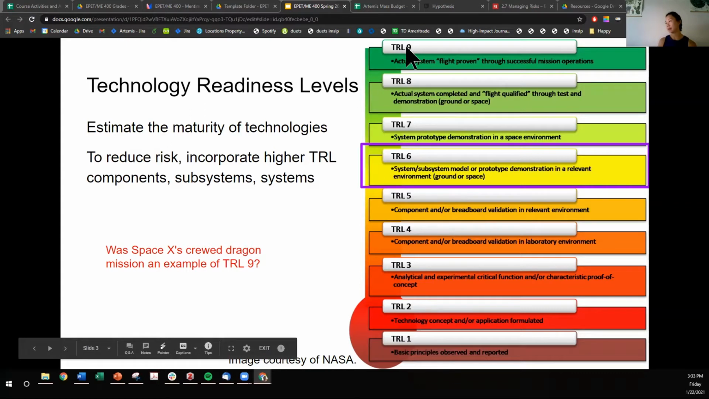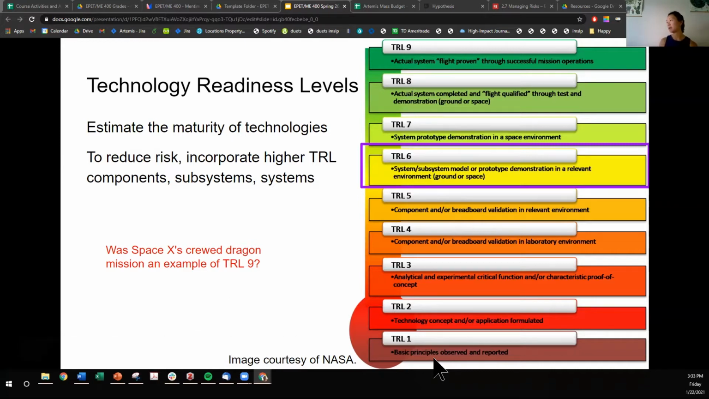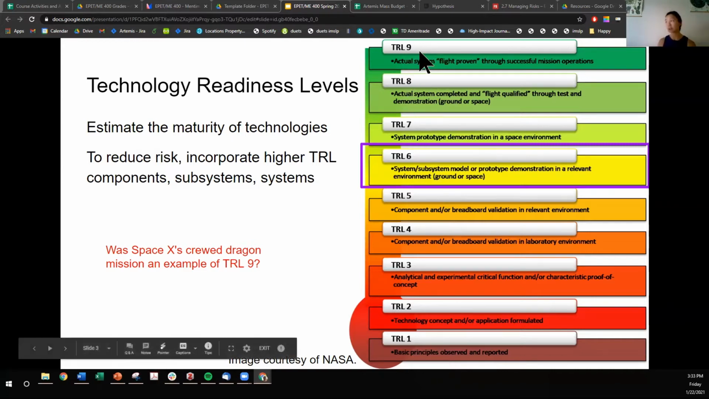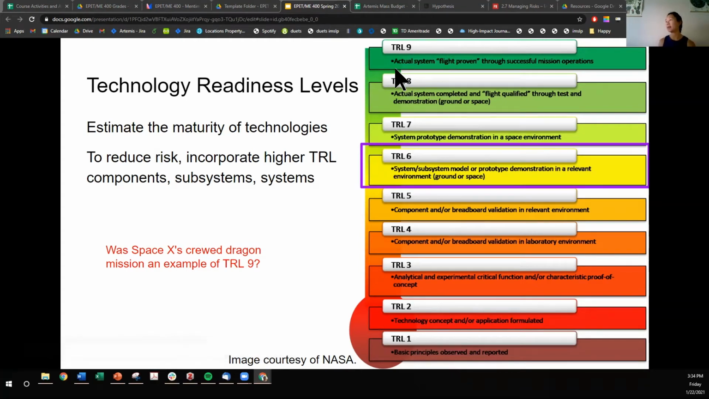go up to TRL 9, where TRL 1 is the very beginnings of a thought, so basic principles observed and reported, all the way to the most mature level, which is 9, where you have an entire system that is flight proven. So it's gone to space and it has demonstrated successful mission operations. So TRLs are a measure of maturity for technologies.